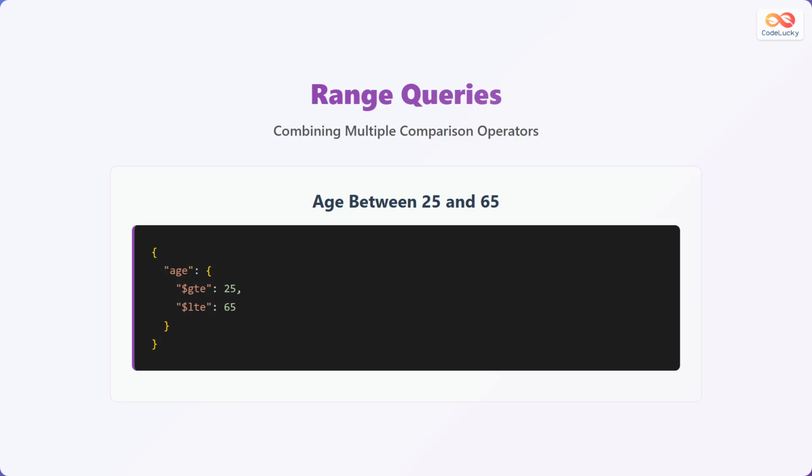Let's see how to perform range queries by combining multiple comparison operators. For example, to find all the records of the people whose age is between 25 and 65, use the code shown here. We use $gte to specify that the age should be greater than or equal to 25, and $lte to specify that the age should be less than or equal to 65.